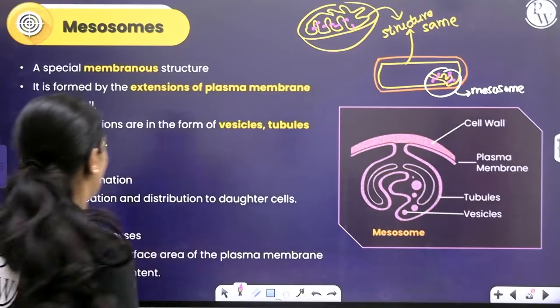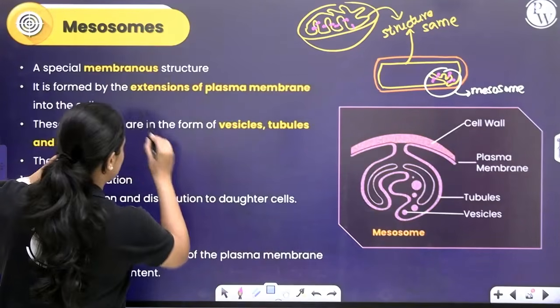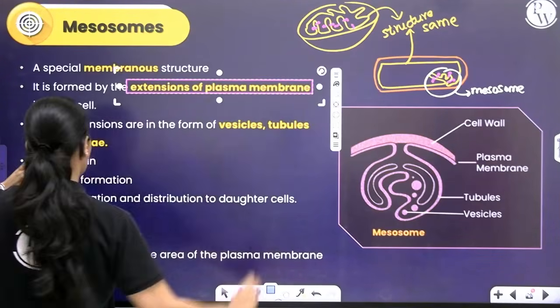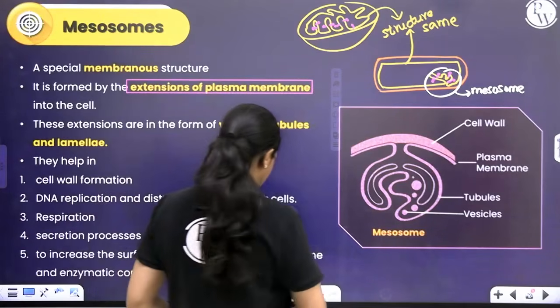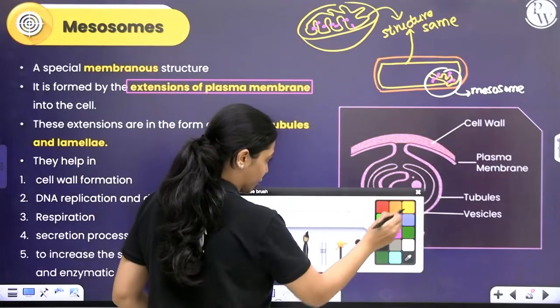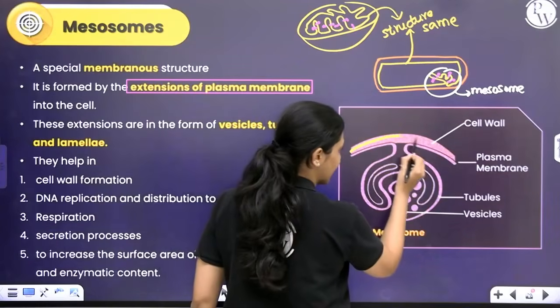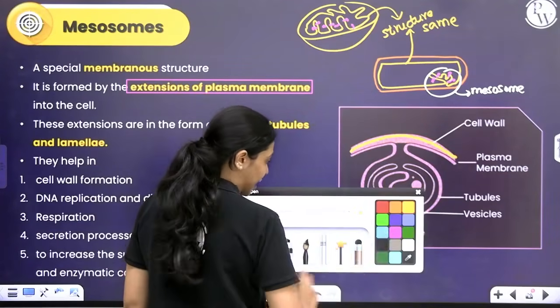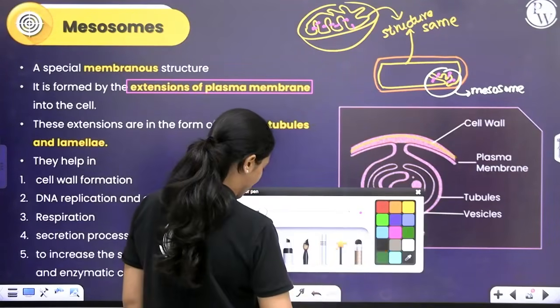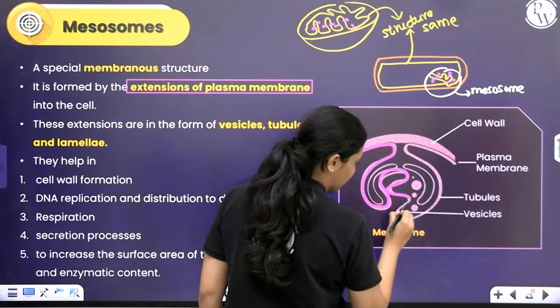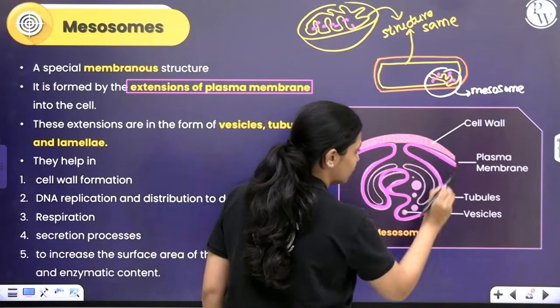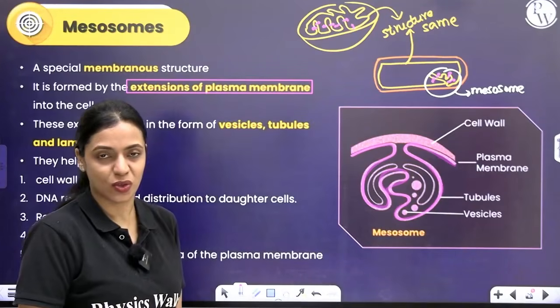So these are basically extensions of the plasma membrane into the cell, into the cytoplasm. Here is an illustration. What you're looking at here outside is the cell wall. Right inside the cell wall, you will have the cell membrane. The cell membrane has infolded like this, right? That is forming the mesosome.